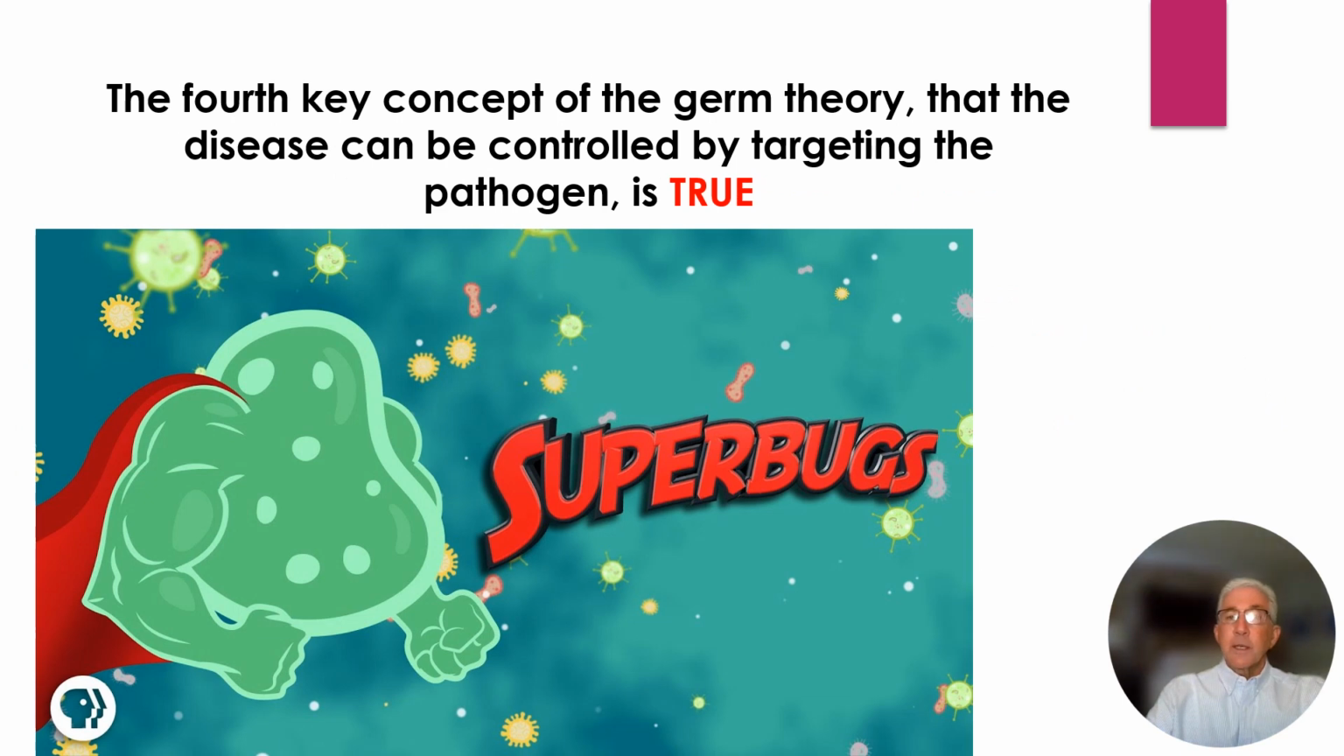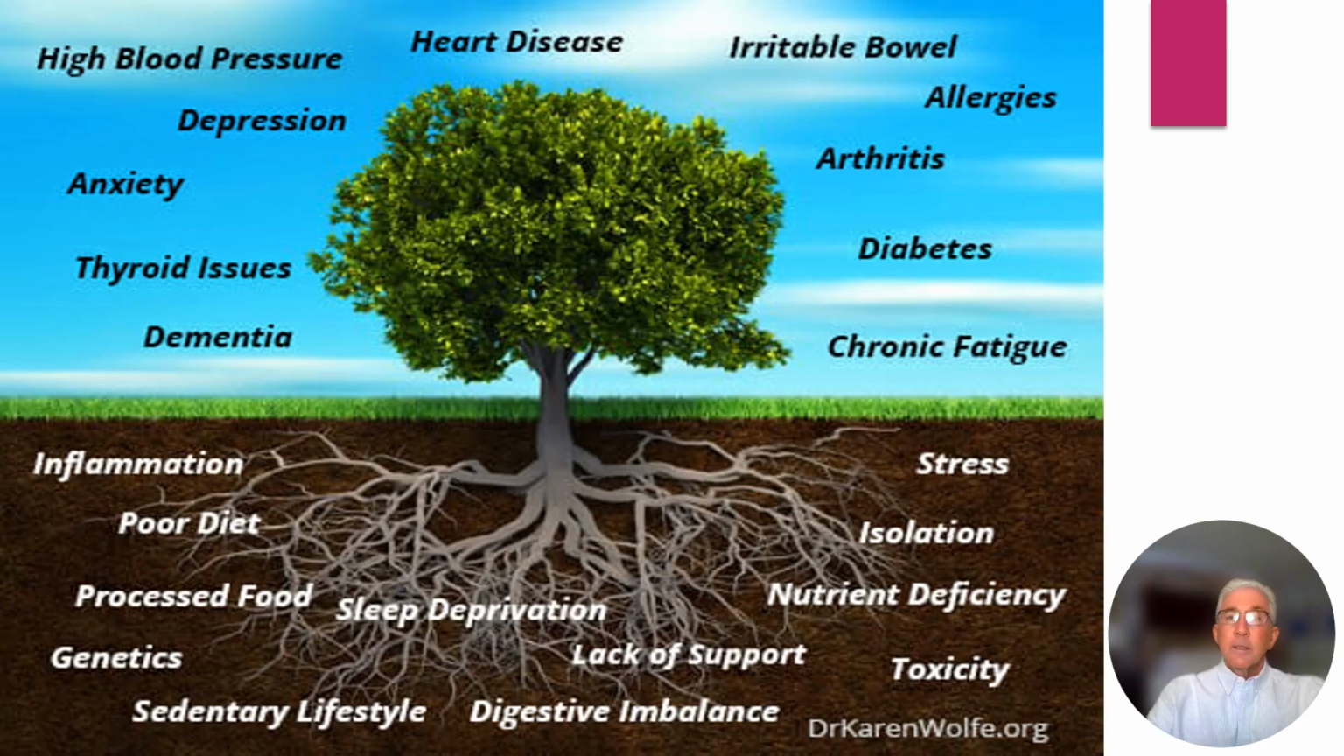The fourth concept is that the disease can be controlled by targeting the pathogen. Well, that's obviously true, but the problem is when you start trying to kill them off, they can become stronger and more resistant. So it's more effective and safer to control the vector than the actual pathogen. So due to all of these questions and problems, along comes the terrain theory to challenge the germ theory.